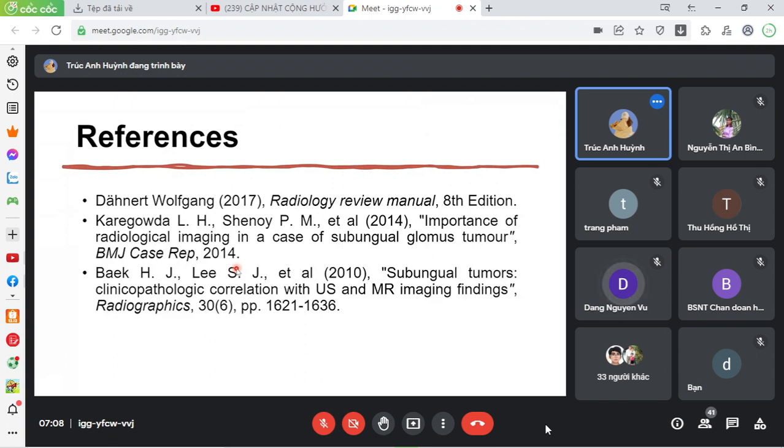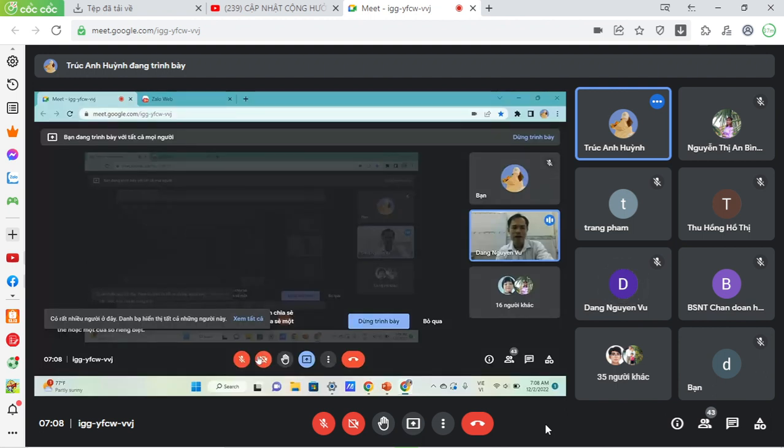Yeah, guys, see again the cases, the case that you collect. That is a very nice case. This is the subungual glomus tumor. This one you collect, you pick just recently, right? We have cases also. Can you see again? Can you show again your case?